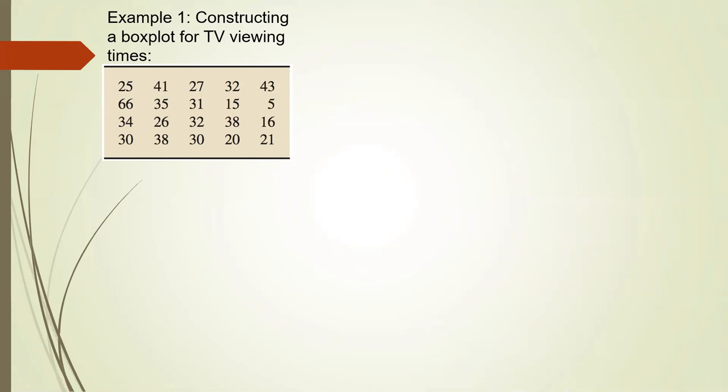All right, so what I want to do for this is construct a box plot from these TV viewing times. Now imagine this is just a sample from WCC students last night, okay? And basically I said, hey, how many minutes of television did you watch last night, okay? So looking at the data set here, somebody watched for 25 minutes, 35, 31, someone for 5, someone for 66 minutes. Looking at the data set, are there any values that look unusual or extreme in the data set overall?